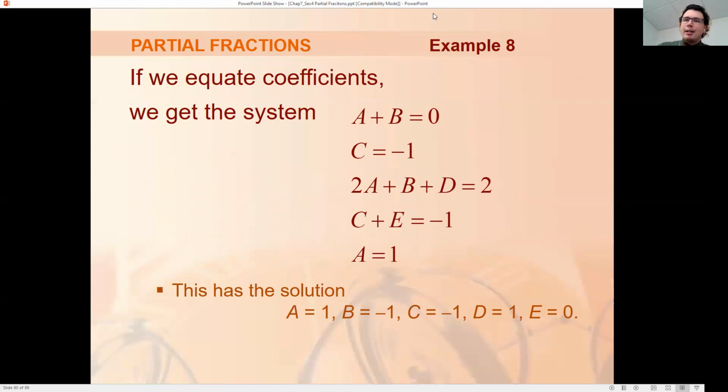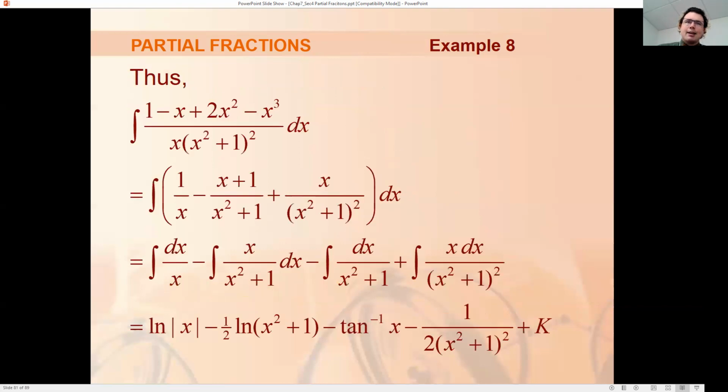2 of them are already done. A is 1, C is -1. Oh, well, then E has to be 0, just automatically. Looking at that, C plus E equals -1. And B has to be -1. This system pretty much solves itself. So we claim that the solution is A equals 1, B equals -1, C also equals -1, D equals +1, E equals 0. So what does our integrand look like? It looks like this.